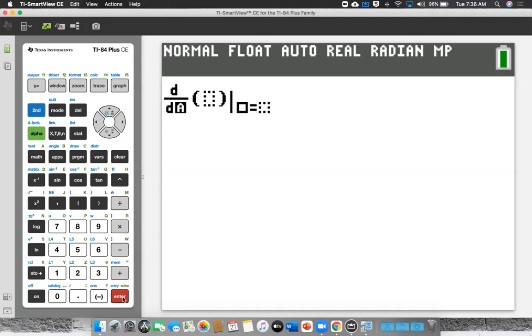Your variable button is right below the mode, right next to alpha, the green button. It says X, T, theta, n. That's your variable button. Hit that, it'll give you an X. It's your independent variable. Now here we're going to plug in our function. Our function is 4x squared. That's what we want to find the derivative of. So we go 4, variable button, squared. You see the squared right above the log on the left side. 4x squared.